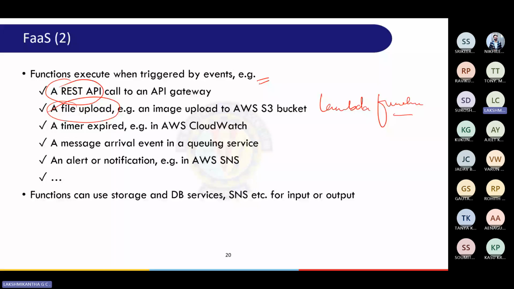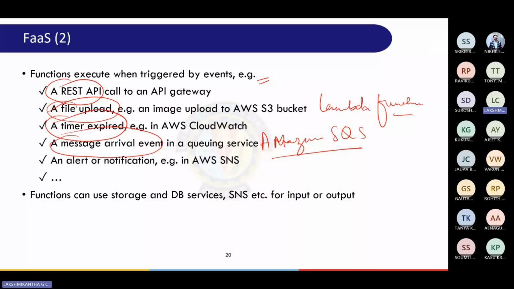Okay, and the third one is time expired. Guys, a scheduled event like a cron job can trigger the function to run every hour for reporting or maintenance. And the next one is a message arrival event. Guys, a message landing in a queuing service. Usually we are going to use Amazon SQS, or we can use a streaming service. So these can trigger the functions to process that message.